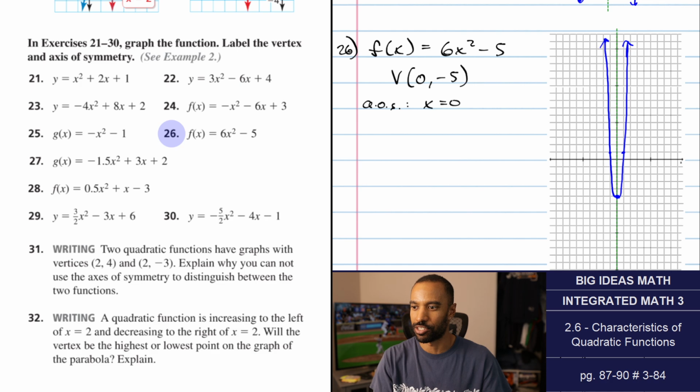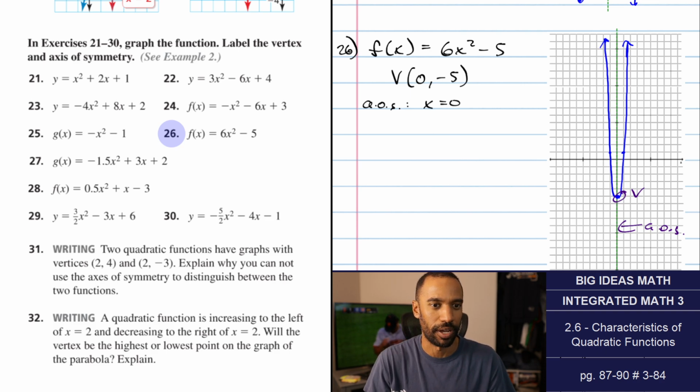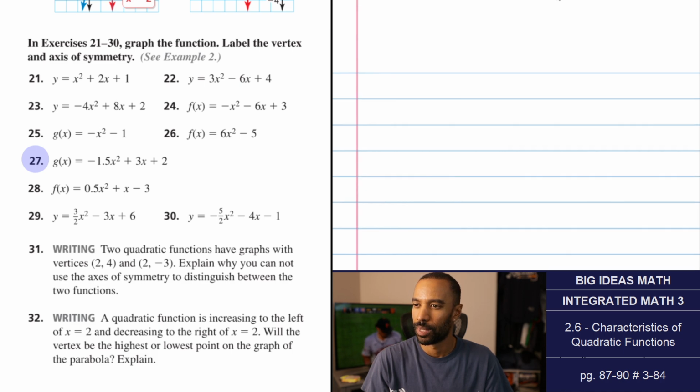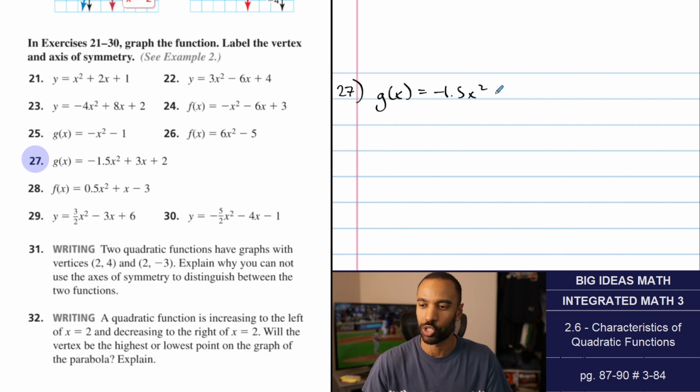Okay, vertex and axis of symmetry. I don't know if that ended up being a quicker problem to do, but that dang curve. Number 27. Not even a third of the way done, y'all. G of x equals negative 1.5x squared plus 3x plus 2.